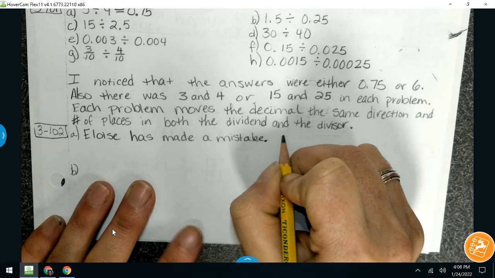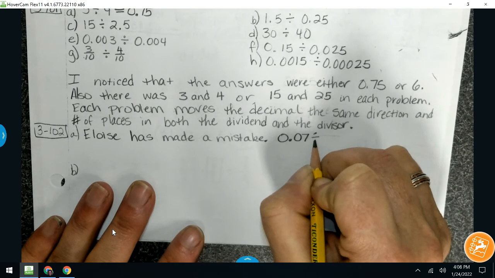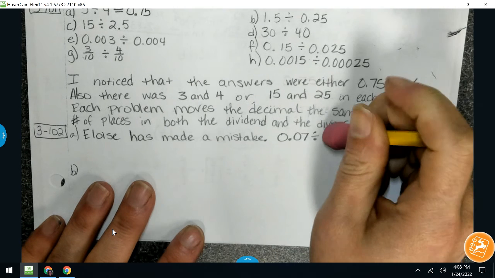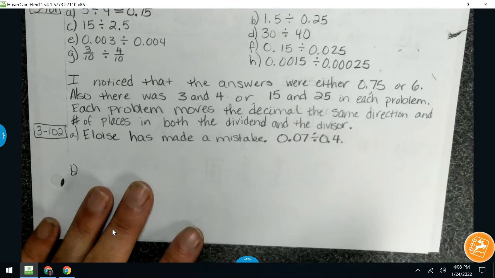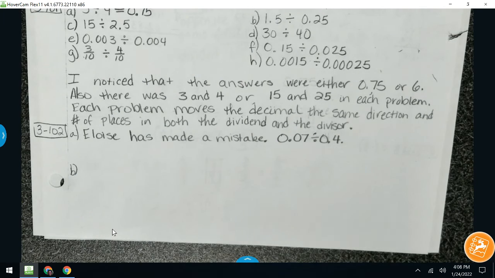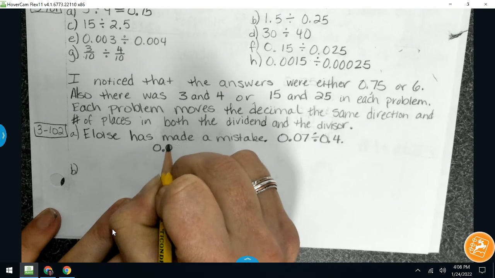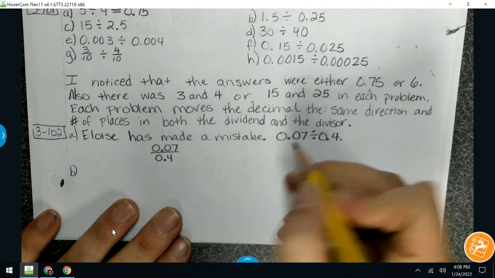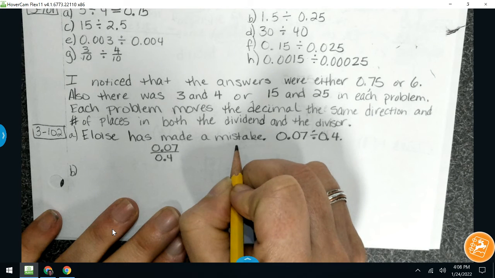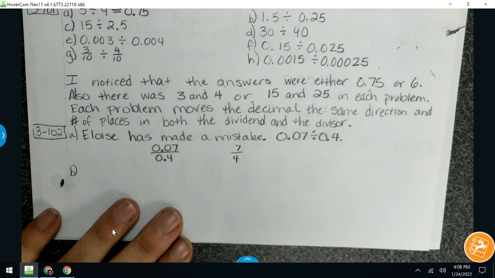So right now, the problem she wants to do is 0 and 7 hundredths divided by 4 tenths. I'm going to change it to a fraction form just because I think it makes it a little easier to see that way. So if I have 0 and 7 hundredths divided by 0 and 4 tenths, she says all she has to do is, she can do it as 7 divided by 4.